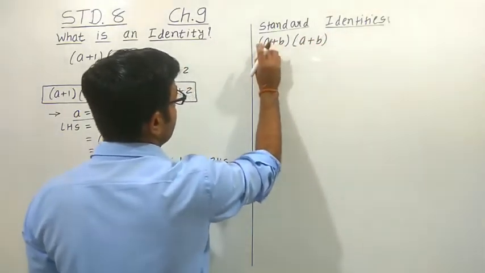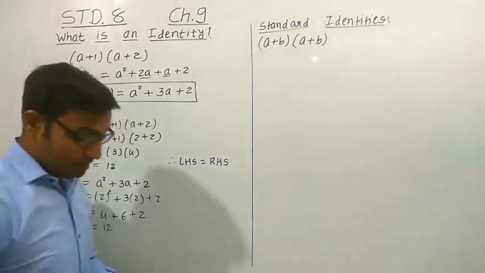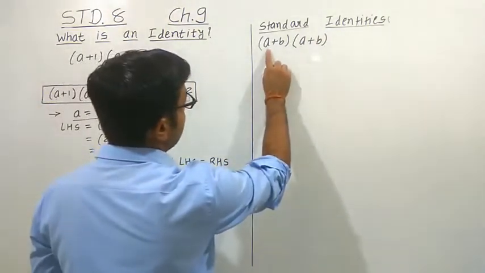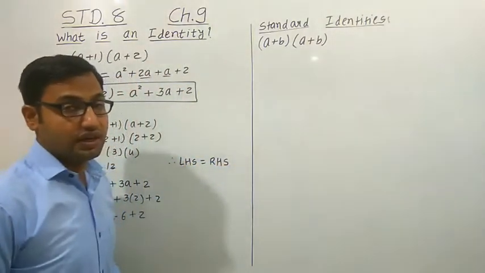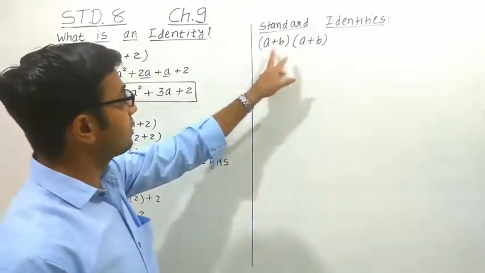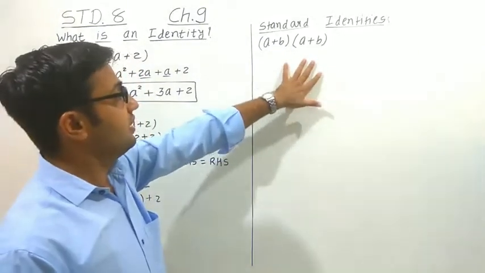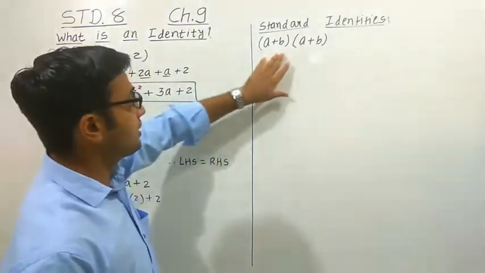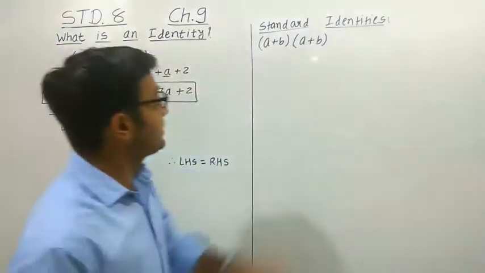That means the two same brackets are there, right? And the two variables we have taken, one is a, the second one is b. It is like we are multiplying two same digits, like 3 into 3, 4 into 4. But it is an algebraic expression. Both are algebraic expressions. Both are binomials. Let us see what we get on the right-hand side.